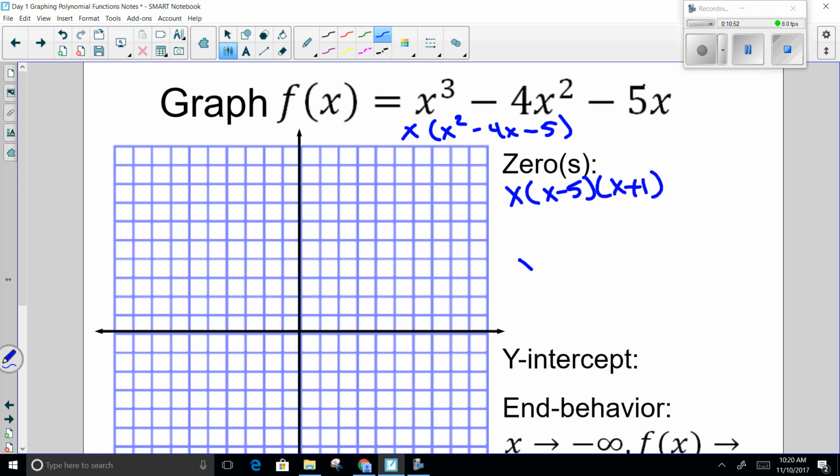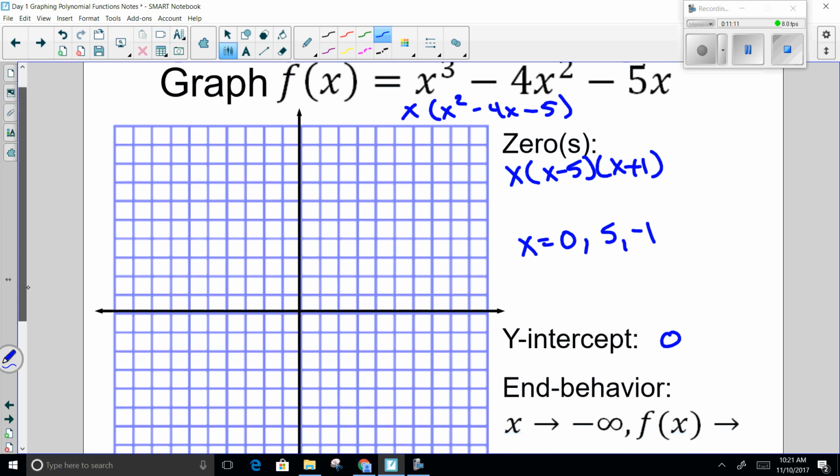Okay? My zeros would be 0, 5, and negative 4. Oh, excuse me, not negative 4, negative 1. Can't read my own writing. Negative 1. Okay, my y-intercept would be 0 because there's no constant. You plug 0 in up here, you're going to get 0.